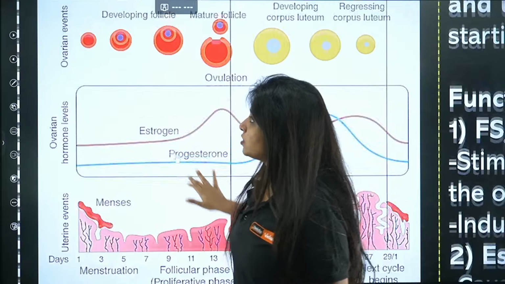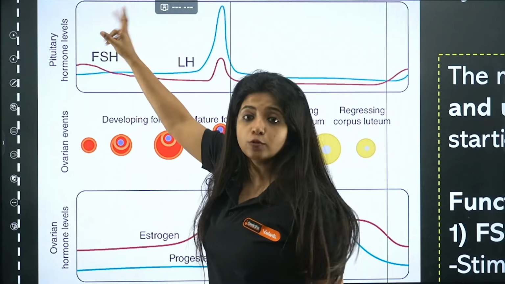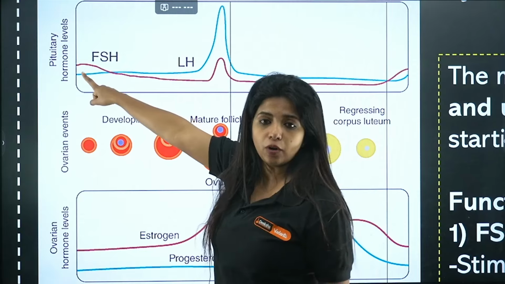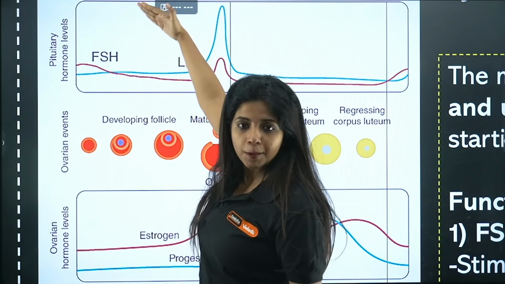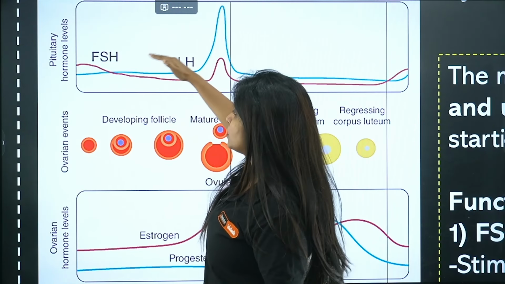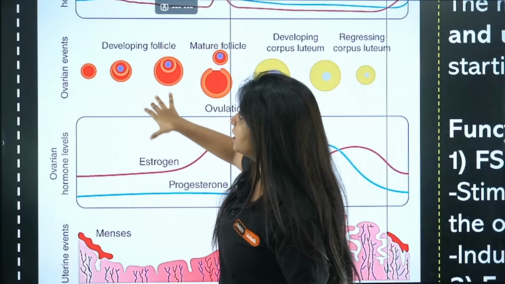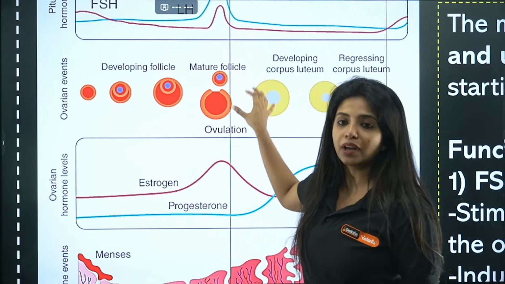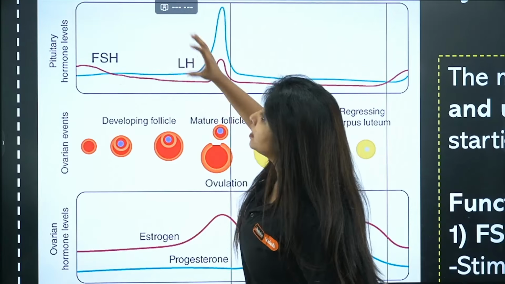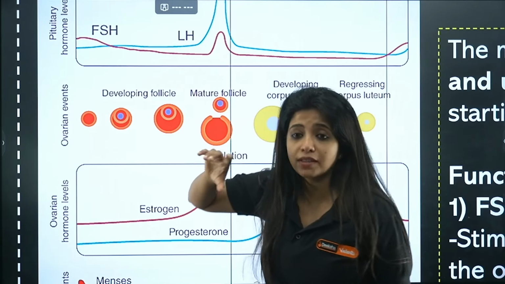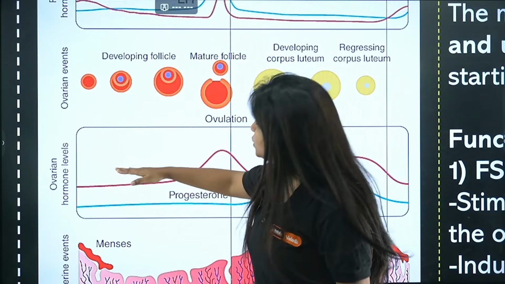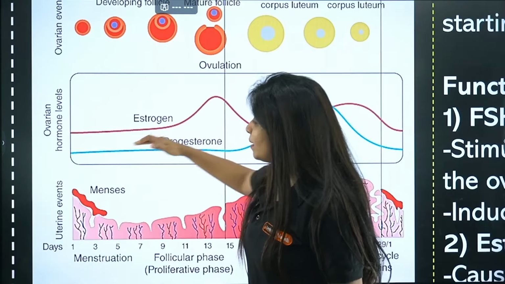And when these two go down, my dear children, the pituitary hormones, you have two pituitary hormones and two ovarian hormones. These are the ovarian hormones, these are the pituitary hormones. FSH and LH slowly go up, and slowly after that, the follicles are going to develop. Under the influence of FSH and LH, one very important thing happens. The granulosa cells of these follicles are going to release some estrogen, which is why the level of estrogen is going up. Now, menses has happened.